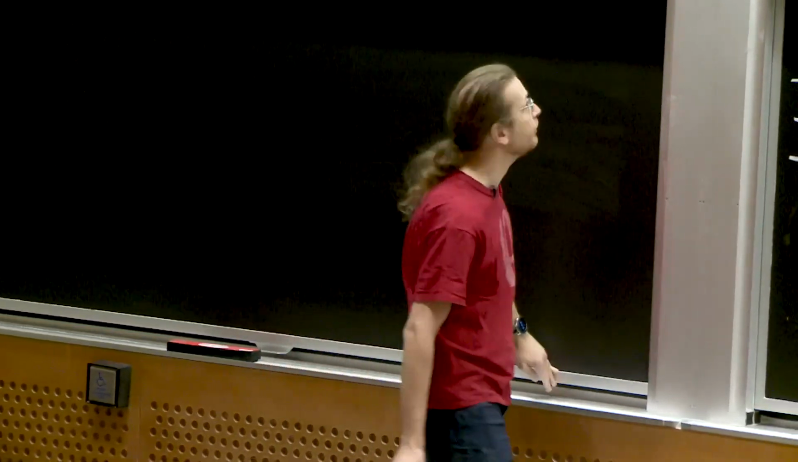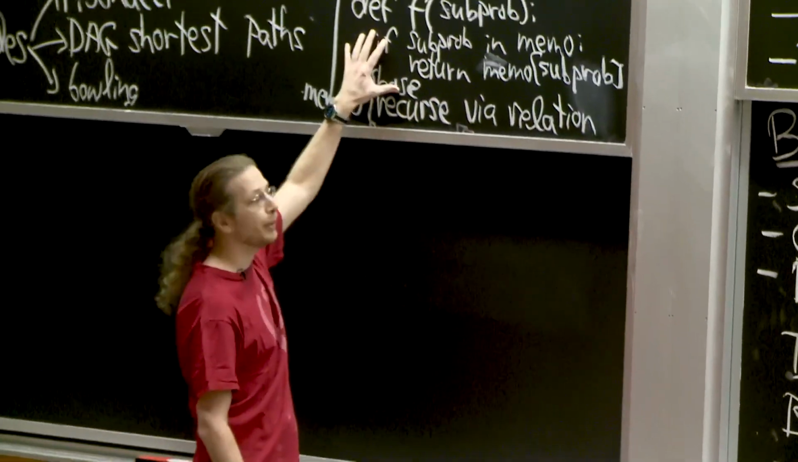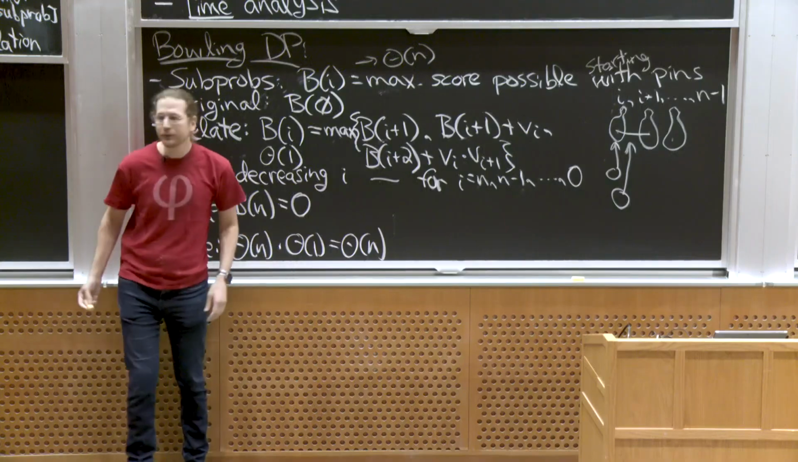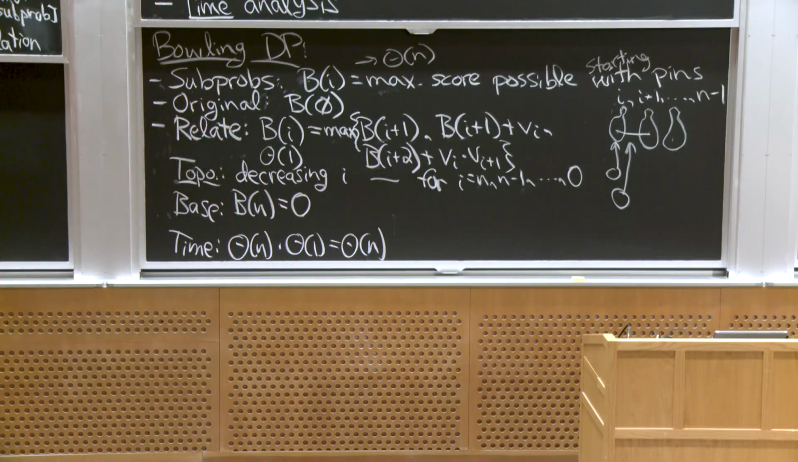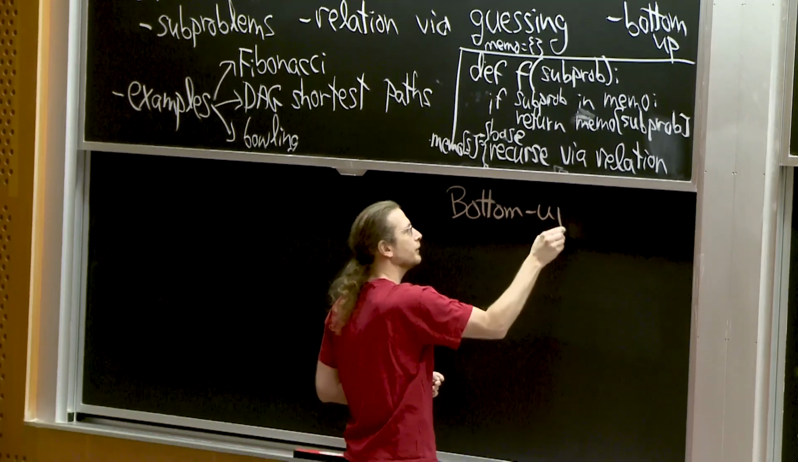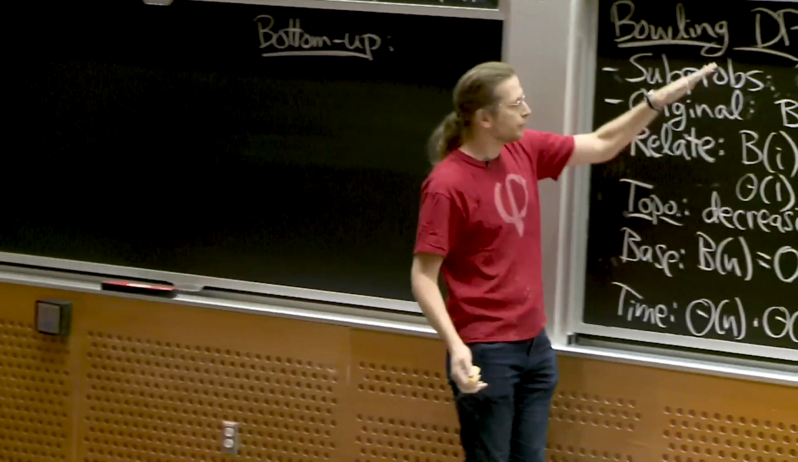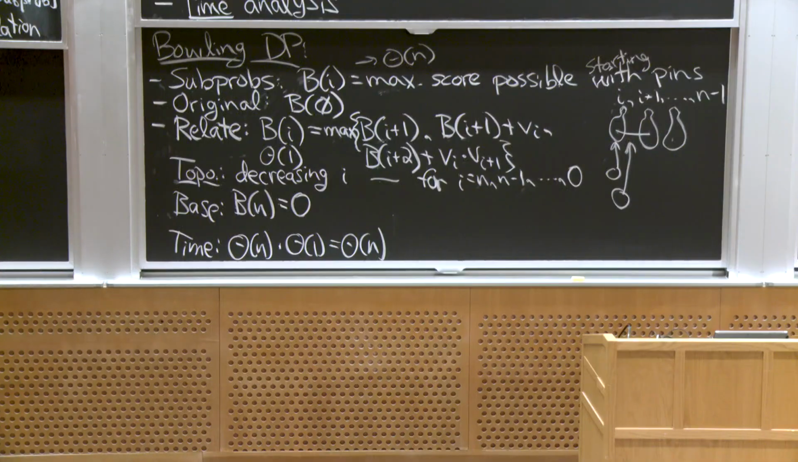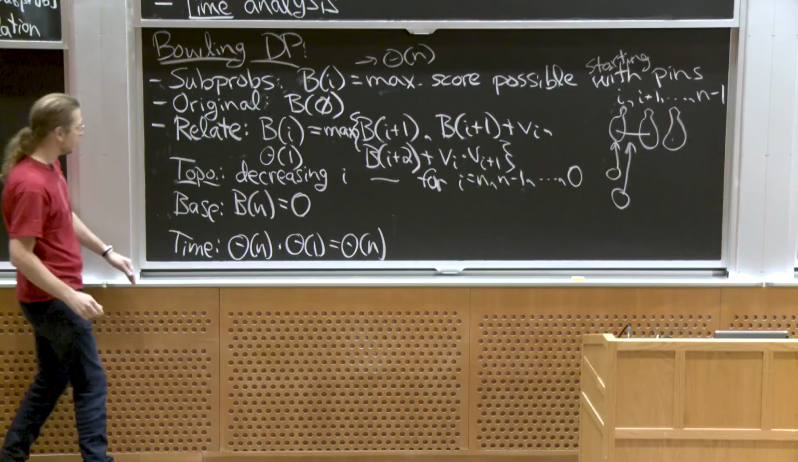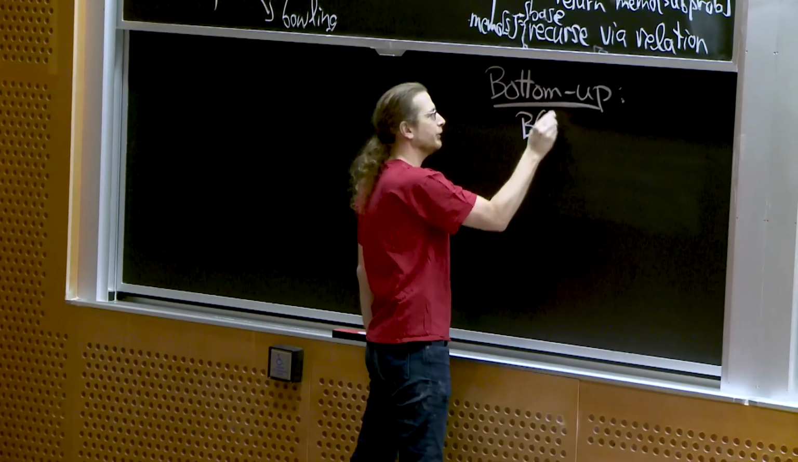OK, so this is it. We just take these components, plug them into this recursive memoized algorithm, and we have a linear time algorithm. I want to briefly mention a different way you could plug together those pieces, which is called bottom-up DP, which is, let's do it for this example. Let me start with the base case, b of n equals 0.